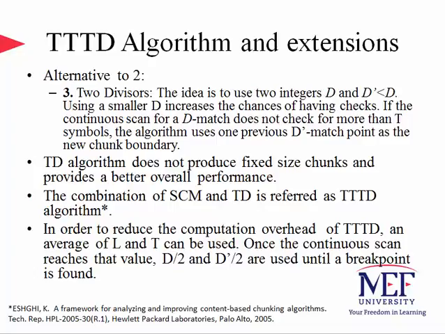This method does not produce fixed size chunks, as you might guess, and it is used along with chunk merging mentioned earlier to make up the principles of an algorithm called the two-threshold, two-divisor algorithm, which is also known as TTTD, triple TD algorithm. In order to reduce the computation overhead of the triple TD algorithm, an average of L and T can be used. Once the continuous scan reaches that value, d over 2 and d prime over 2 are used until a breakpoint is found.